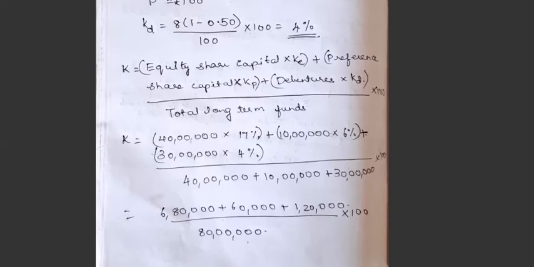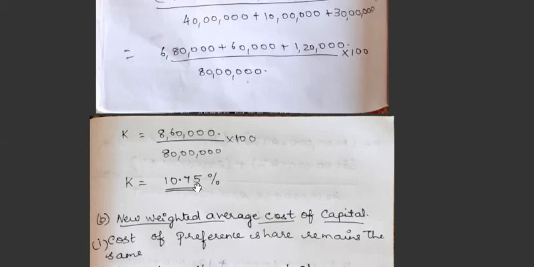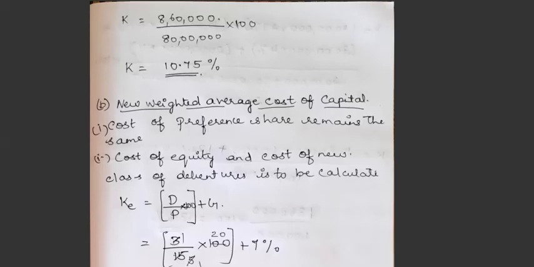Now calculate the weighted average cost of capital: equity share capital into KE, preference share capital into KP, debentures into KD, divided by the total, into 100. So 40 lakh into 17%, 10 lakh into 6%, 30 lakh into 4%, divided by 40 lakh plus 10 lakh plus 30 lakh, into 100. In total you will get 10.75%.